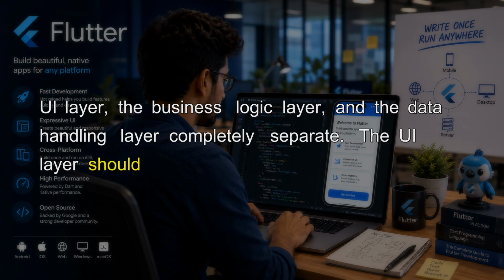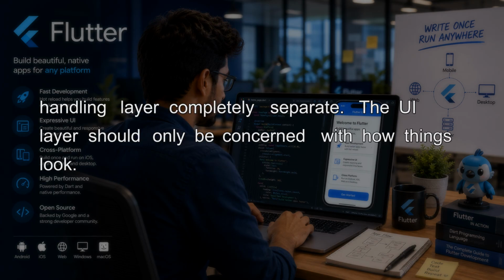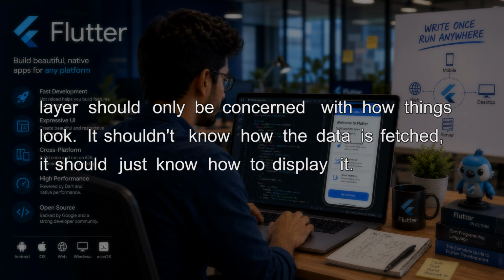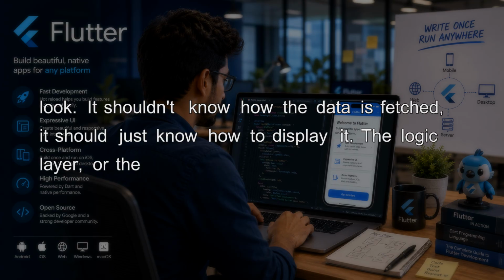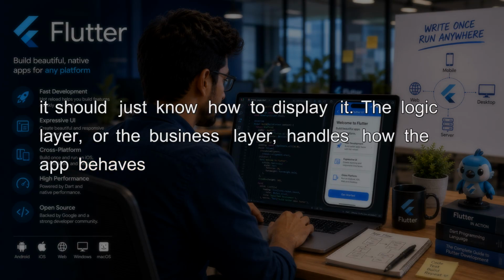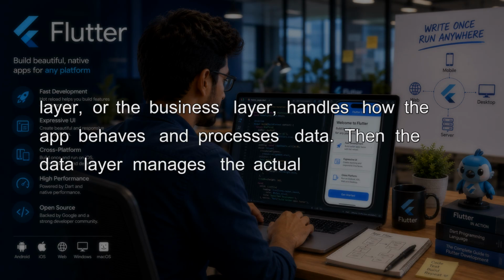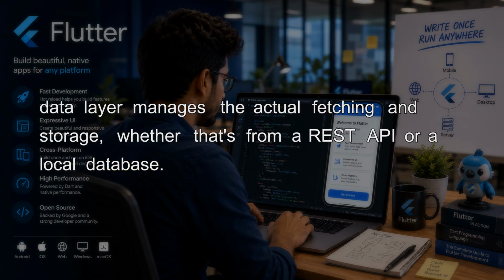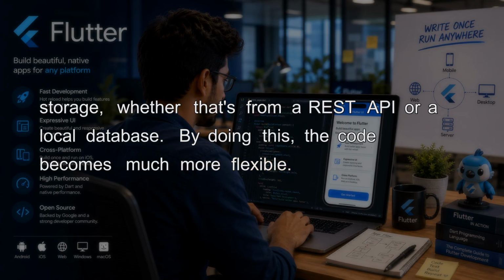The UI layer should only be concerned with how things look. It shouldn't know how the data is fetched, it should just know how to display it. The logic layer or the business layer handles how the app behaves and processes data. Then the data layer manages the actual fetching and storage, whether that's from a REST API or a local database. By doing this, the code becomes much more flexible.